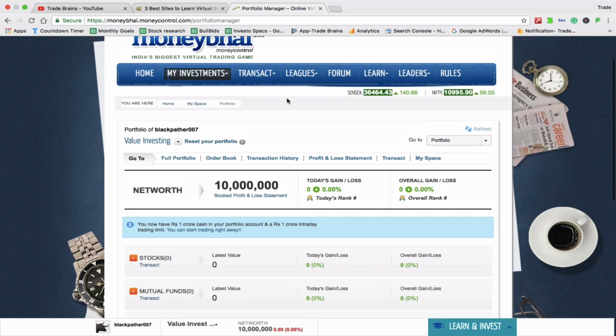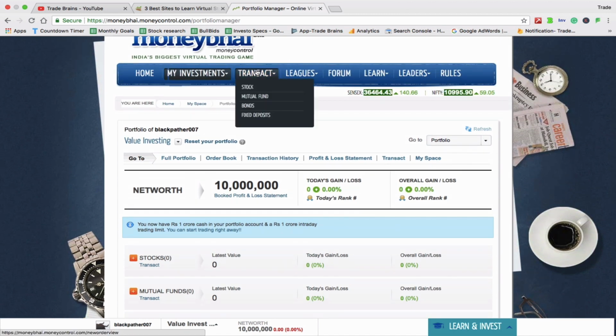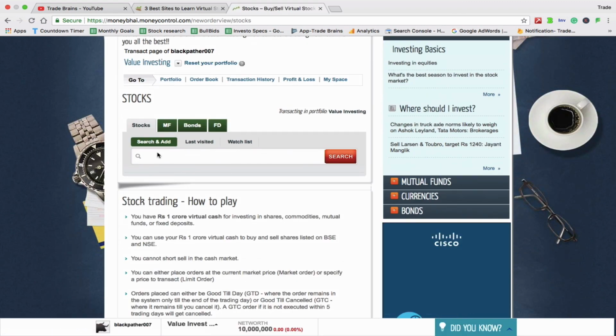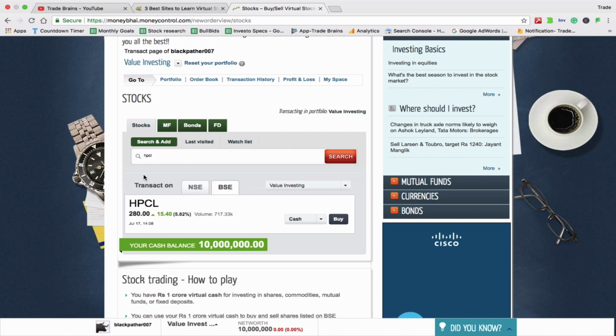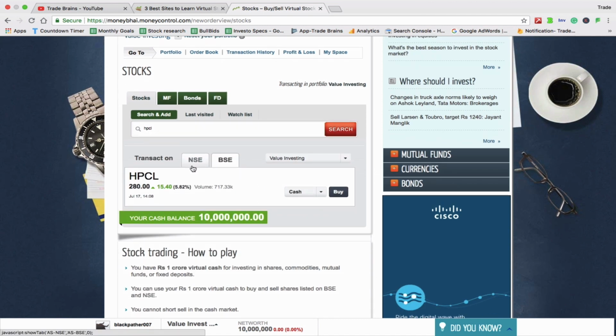So let's say we want to buy a stock, so you will go to Transact Stock, and here you will get an option to write the name of the stock. Let's say we want to buy the stock HPCL. Just write HPCL, then it will give you an option whether you want to buy on NSE or BSE. It doesn't make much difference whether you buy it on NSE or BSE.